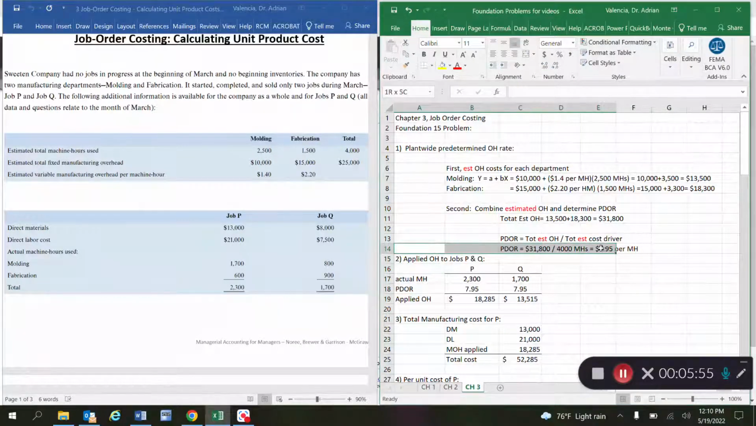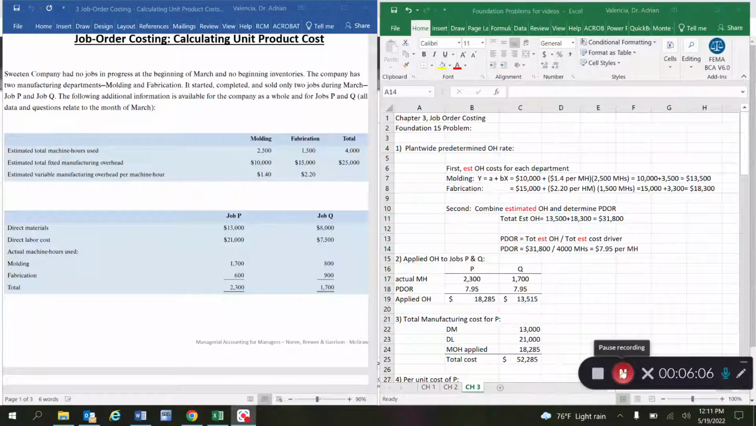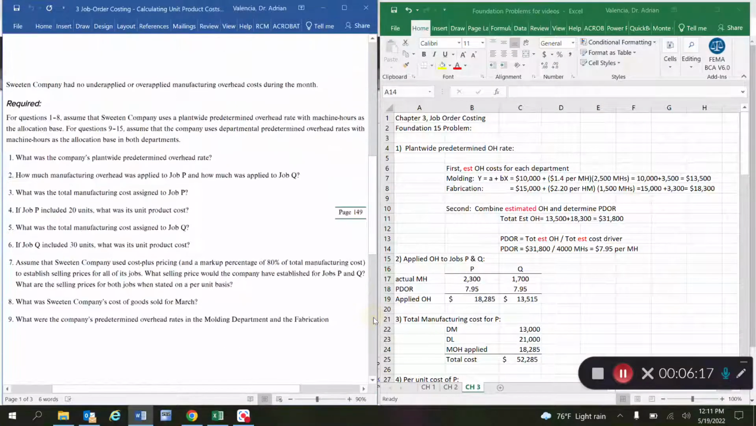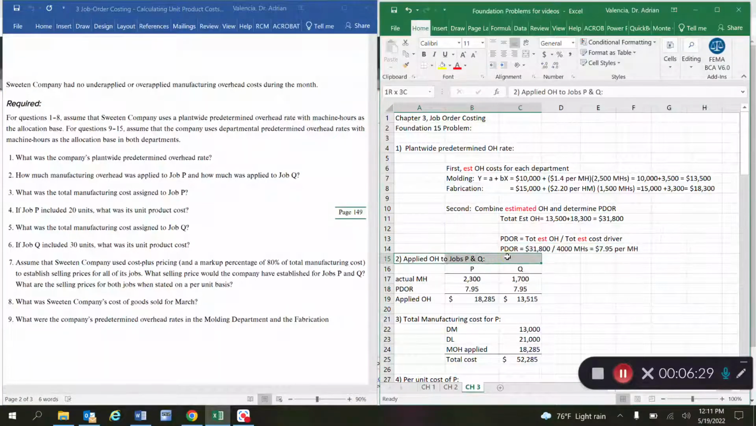So as we start manufacturing products, for every machine hour that any product incurs, we'll apply $7.95. So naturally, once you have a predetermined overhead rate, then as we start producing products, we can apply it every time a machine hour is incurred. And that's the nature of question number 2 here. How much manufacturing overhead was applied to job P and then to job Q? So that's what I have right here on number 2.